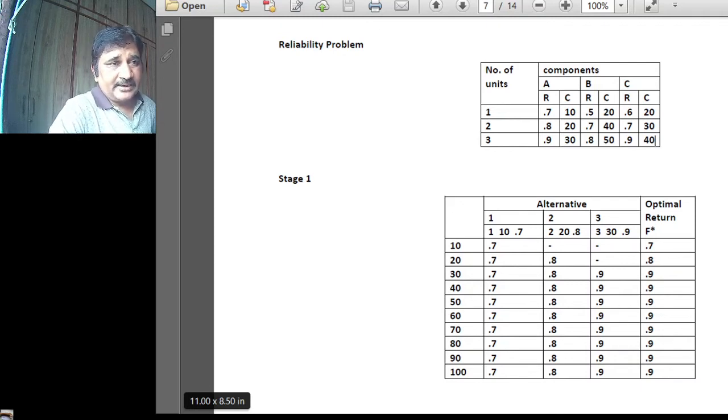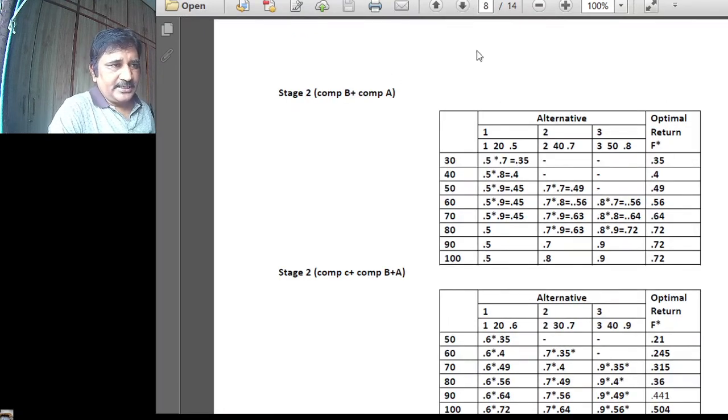If the state is 10, the optimal reliability you can get is 0.7. If the state is 20, 0.8. And if the state is 30, the reliability is 0.9. There we complete the first stage computations. Then we will be considering in our circuit B along with A. So B along with A. So come here, going to the second stage.